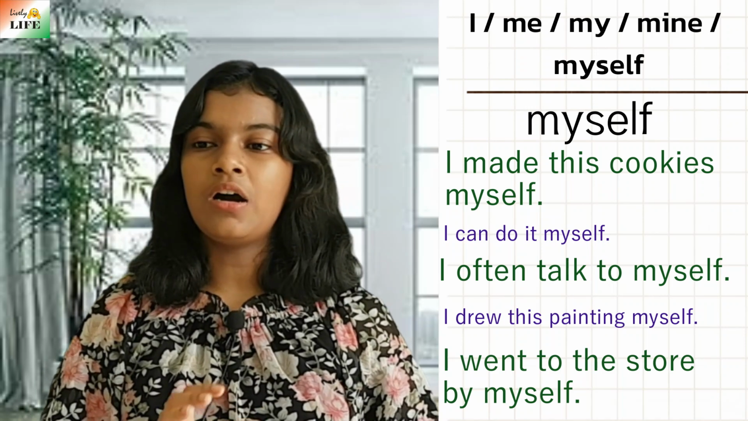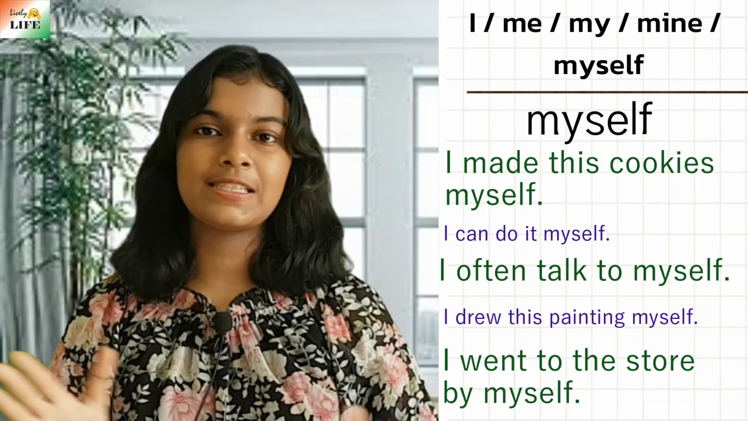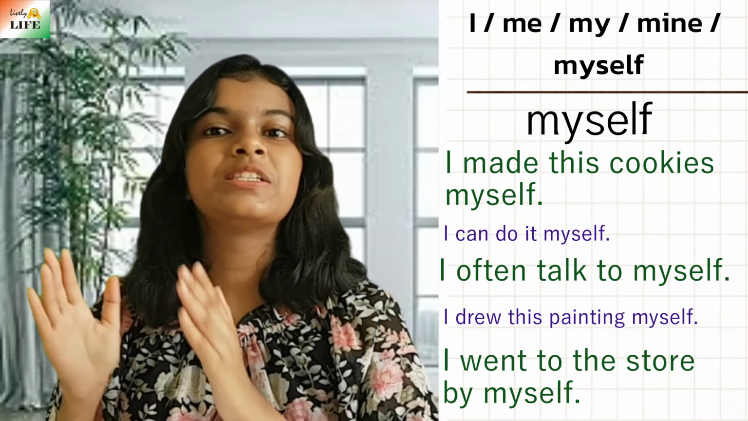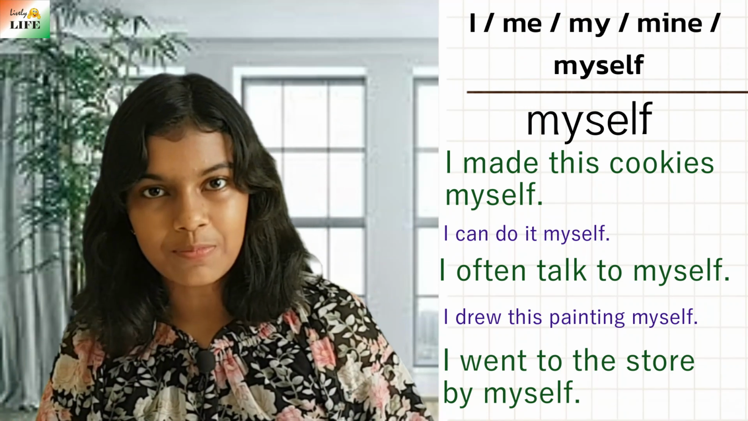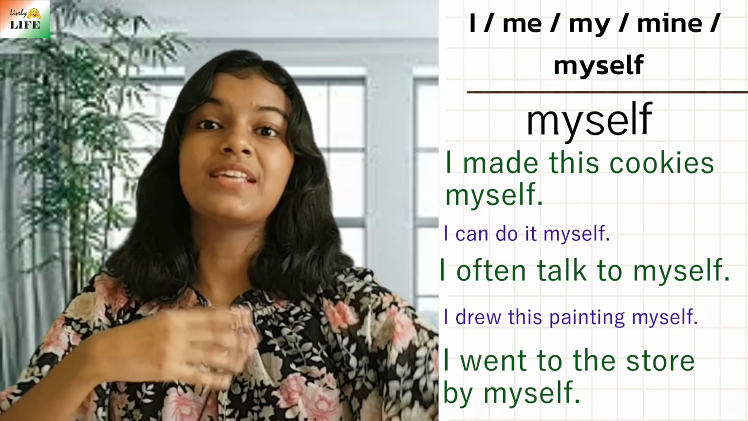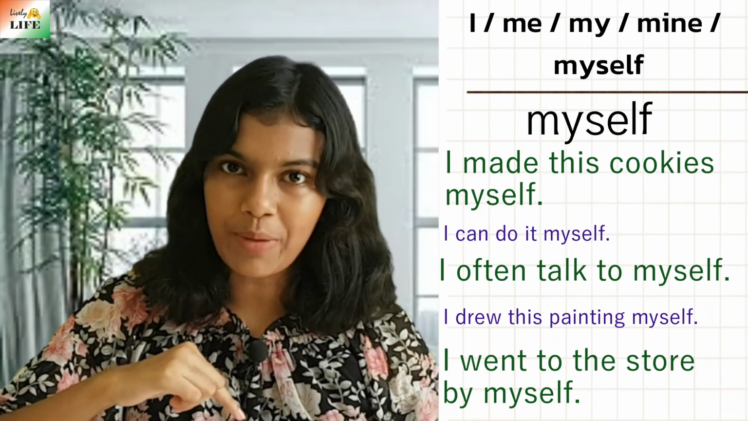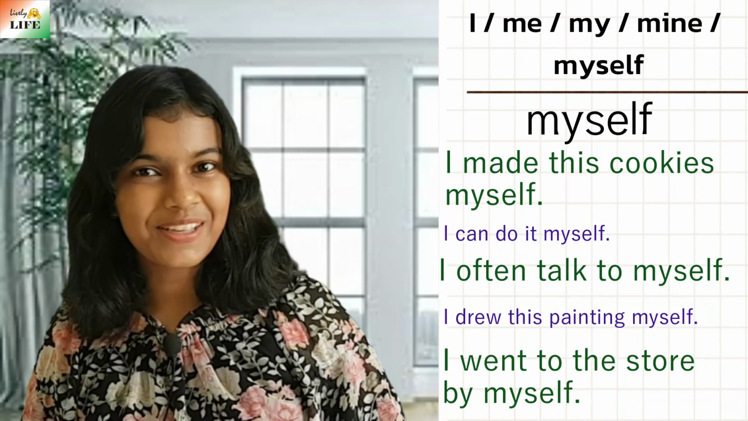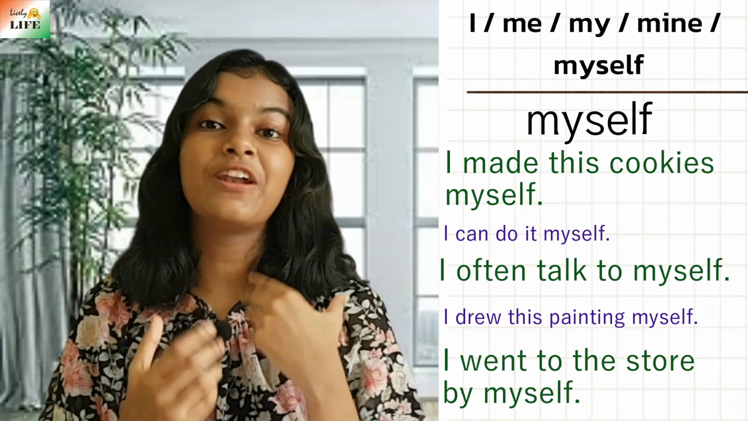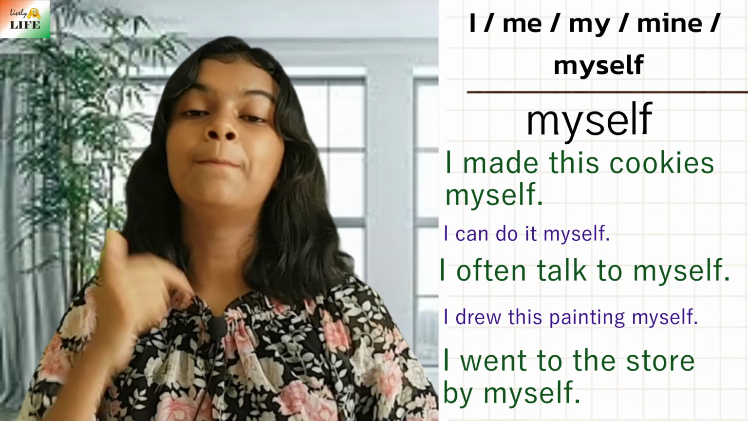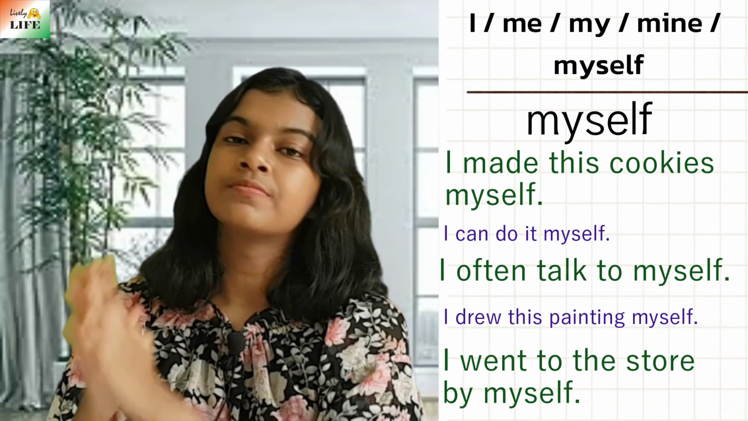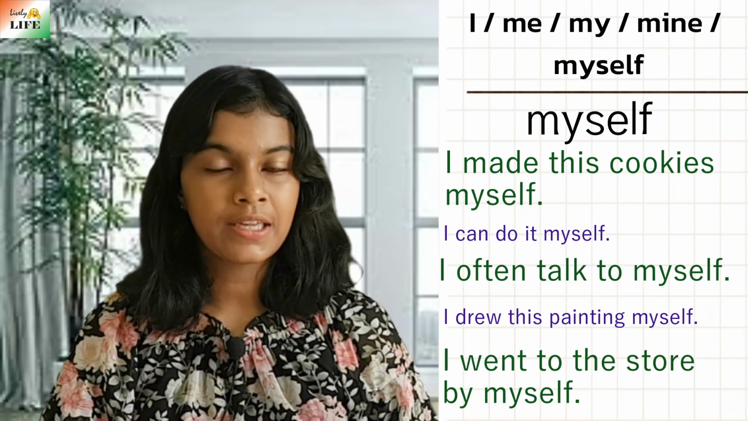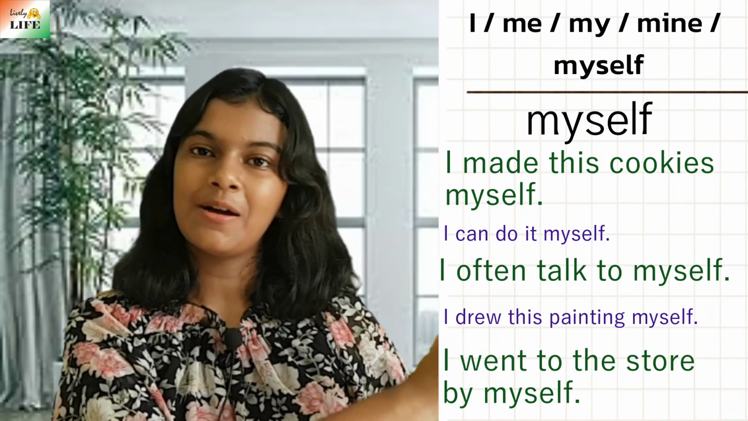And remember that without myself also the sentence means the same. I can do it myself and I can do it, both are the same. But we use myself just to emphasize that I can do it myself. I don't need anyone's help. So see, we use myself for emphasis. I can do it myself. So this is the difference between I, me, my, mine and myself.